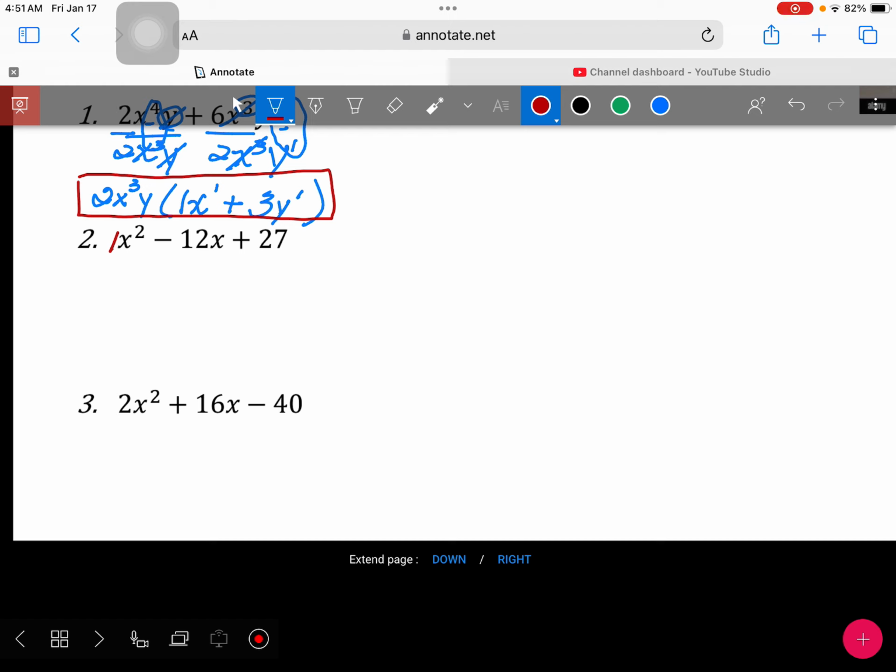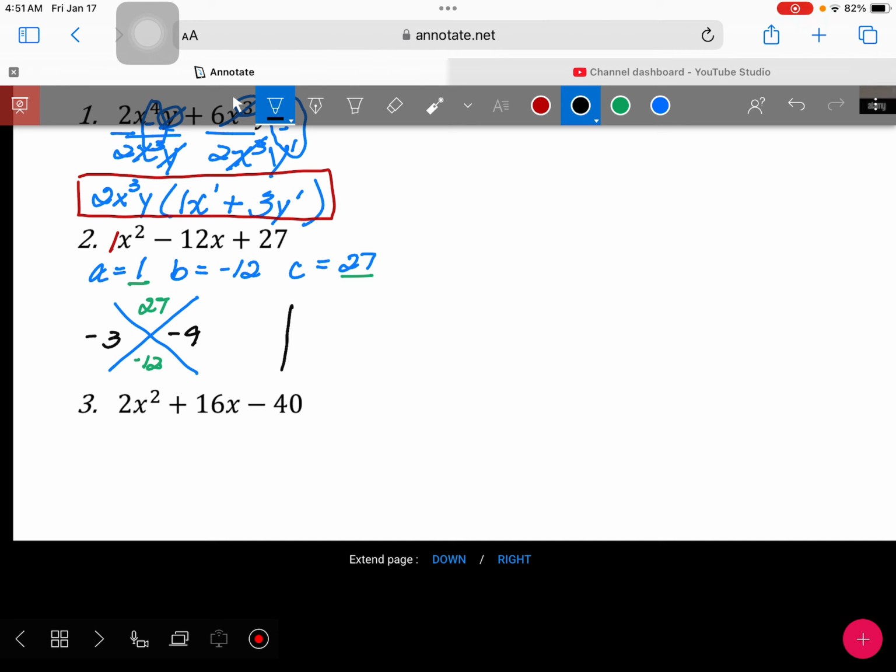It is a trinomial. All right, so here I have a equal to 1, b equal to negative 12, and c equal to 27. So I start with the x box, a times c at the top, which is 1 times 27, and b is negative 12. So I'm looking for two factors of 27 that add to give me negative 12, and that's going to be negative 3 and negative 9.